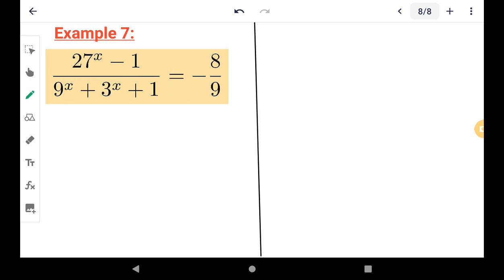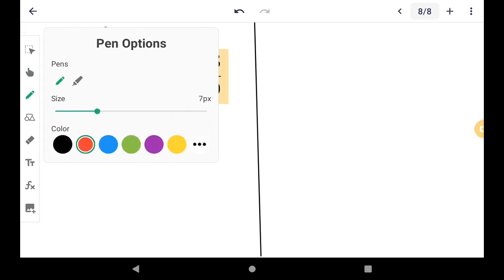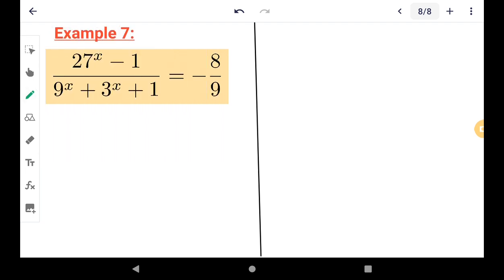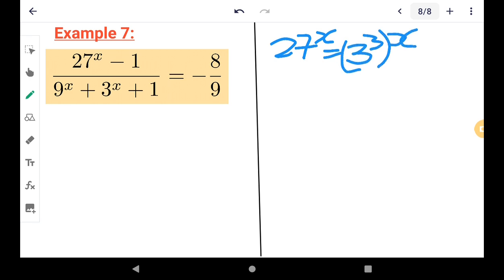Last example, you have a situation where you've got a difference of 2 cubes over here. This one cannot really be factorized, right? But let's see how we go about this. 27 to the power of x can be written as 3 to the power of 3 all to the power of x, which is 3 to the power of 3x. So let's do that.